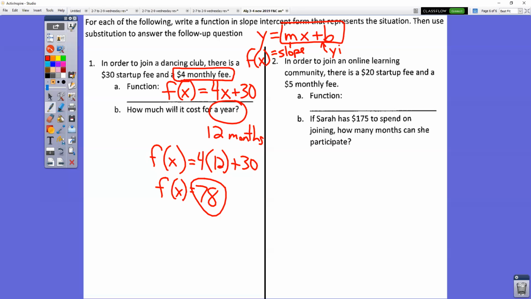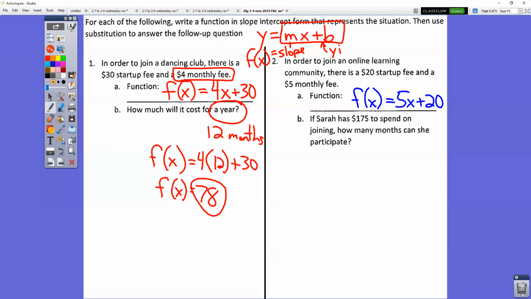In question number 2, it says, in order to join an online learning community, there is a $20 startup fee and a $5 monthly fee. So let's write the function first. So for function, we're going to do f of x equals. There is a $20 startup fee, so your initial payment of $20 plus $5 every month. So $5 every month plus the $20 fee. So that's what that looks like.